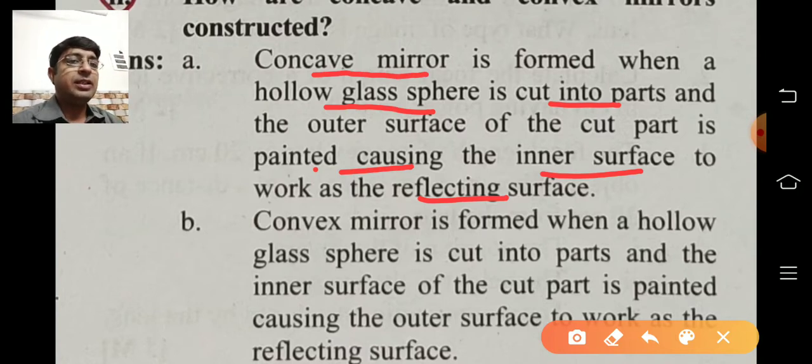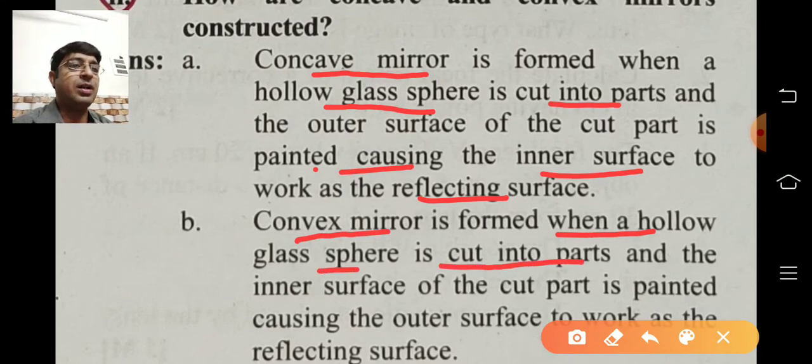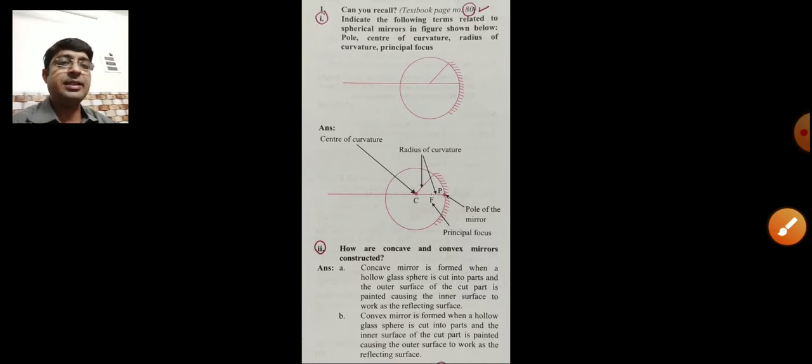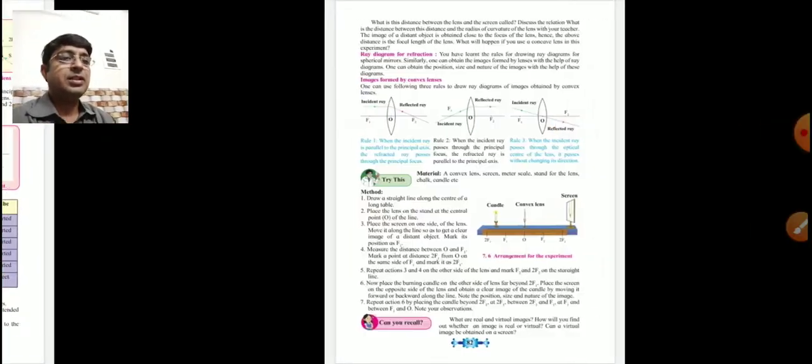Exactly opposite in the case of a convex mirror. A convex mirror is formed when a hollow glass sphere is cut into parts and the inner surface of the cut part is painted, causing the outer surface to work as the reflecting surface. Means the outer surface is coated with shiny material such as again silver or mercury, etc. Then the outer surface acts as a reflecting surface to form a convex mirror. So we already learned these concepts in detail in standard 9. So come back to our main point.